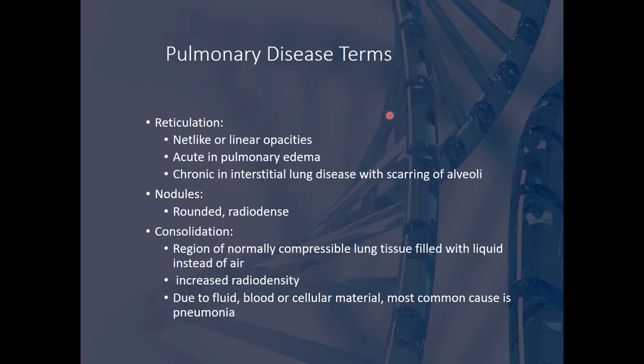So when we talk about pulmonary disease terms, we want to look at a few aspects of terminology: reticulation, nodules, consolidation. Reticulation is more to do with linear opacities, so those hyperdense thin lines. We can see it acutely in pulmonary edema, chronically in interstitial lung disease. That's where we get scarring of the alveolar sacs. Nodules are rounded and radiodense, and a consolidation is generally a normal area of the lung tissue that's filled with liquid instead of air, becoming more radiodense. It can be fluid or cellular material, and obviously the most common cause is often pneumonia, we find.